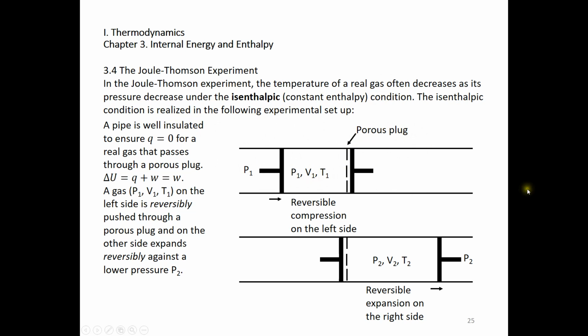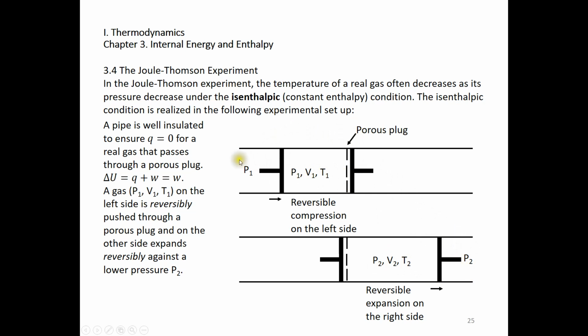So we have a pipe, and on the left hand side of the pipe we have a real gas with pressure P1, V1, T1. Between the left hand side and right hand side there's a porous plug, so the gas can pass through this plug. Now we have two pistons, one piston here, another piston here. Right now we will just slowly compress this real gas from the left hand side and allow the gas to pass through this porous plug. Alright, so this is the initial state of the system, and this is the final state of the system.